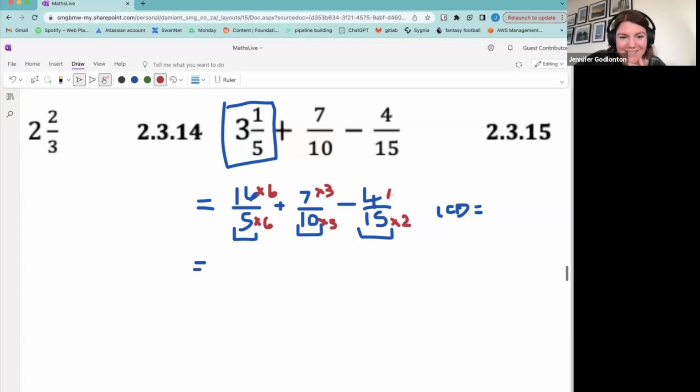Woohoo! Look at you guys zooming through this. Okay. What is 16 times 6? I think it's 96, but I don't have a calculator on me. Oh gosh. Well done, my brain. Very proud of my brain right now. Okay, 96 over 30 plus 21 over 30 minus 8 over 30.